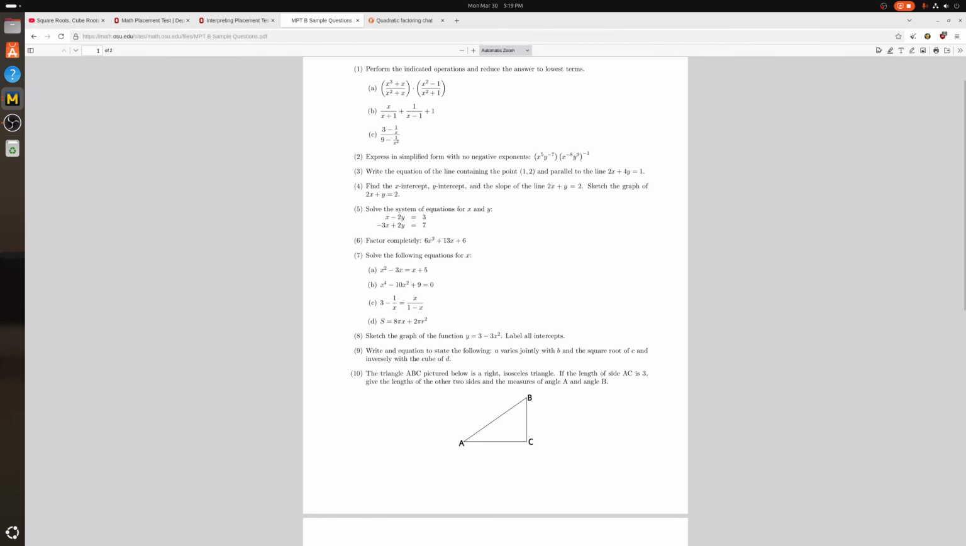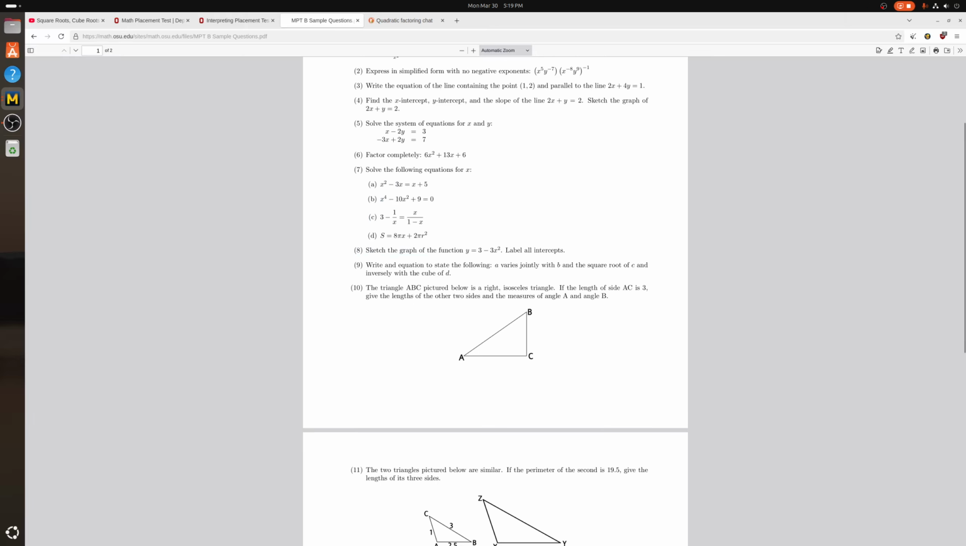Alright, fine. I'll just do 3 minus 1 over x equals x over 1 over x. You could do 3 over 1, 3 times x, cross multiply, I don't know. S equals 8 pi x plus 2 pi r squared. I never got taught any of this. What the hell?